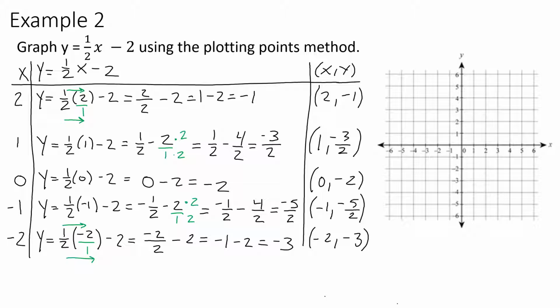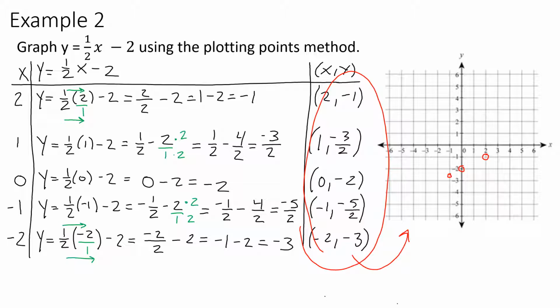That generates a list of ordered pairs, which I can now graph on a Cartesian coordinate system and then draw a curve through them. So the first ordered pair is 2, negative 1. So that's right 2, down 1. Second ordered pair is 1, negative 3 halves. So that's right 1, down 1.5. Third ordered pair is 0, negative 2, so that's over 0, down 2. And fourth point is negative 1, negative 5 halves, so that's left 1, down 2.5.